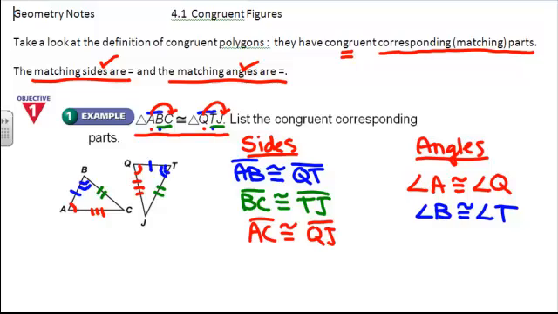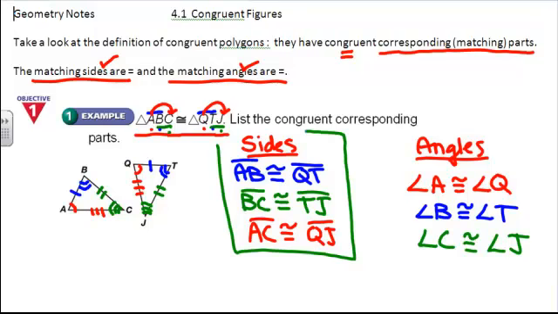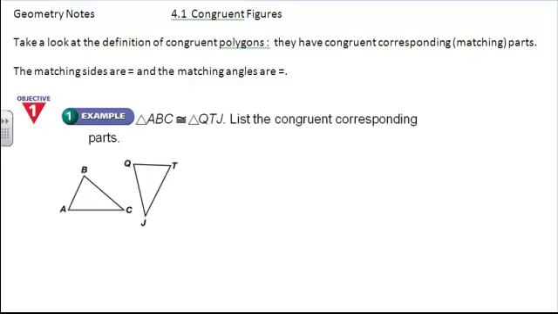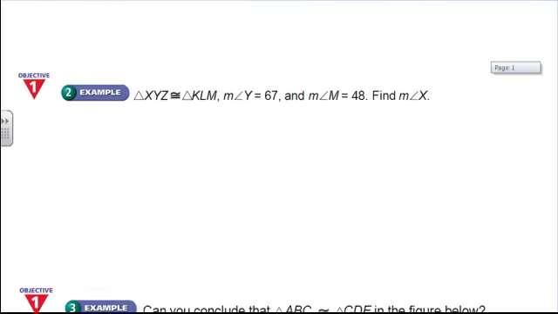My last angles are letter C and letter J. So angle C has to be congruent to angle J. And I mark C with 3 arc marks and letter J with 3 arc marks. And I'm done with the picture. So in a triangle, you have 3 congruent sides and 3 congruent angles for a total of 6 congruent parts. Okay, moving on. Next example.